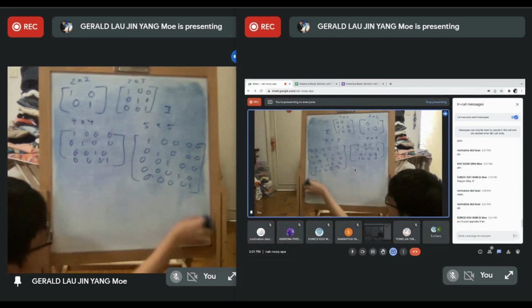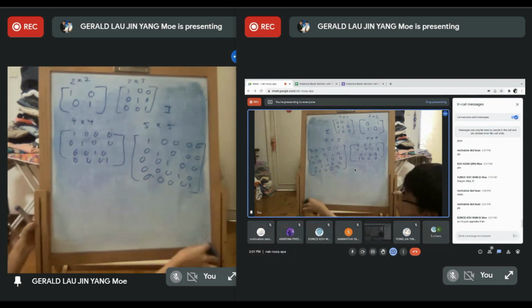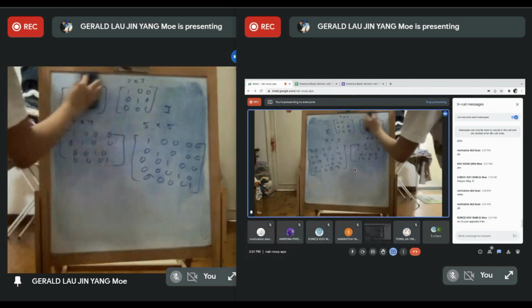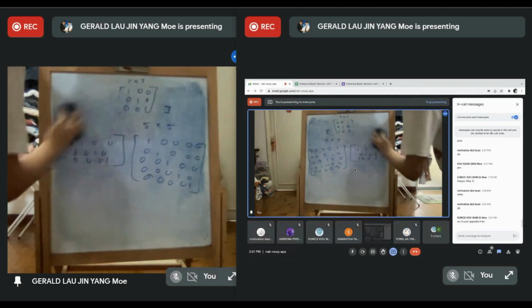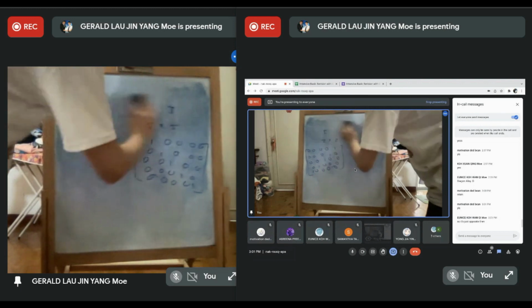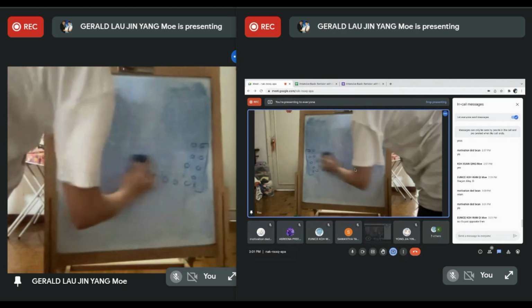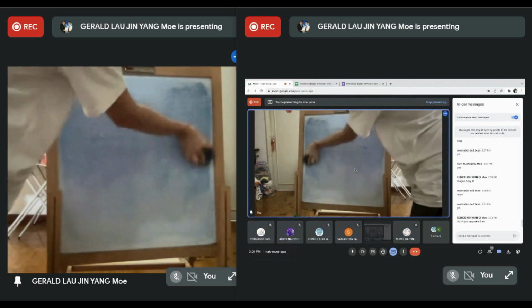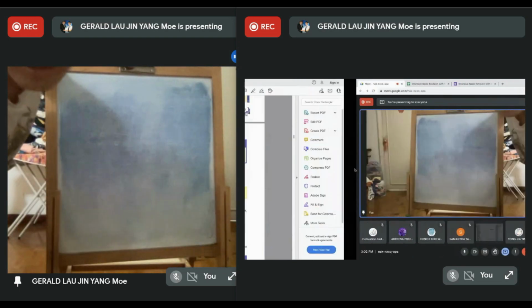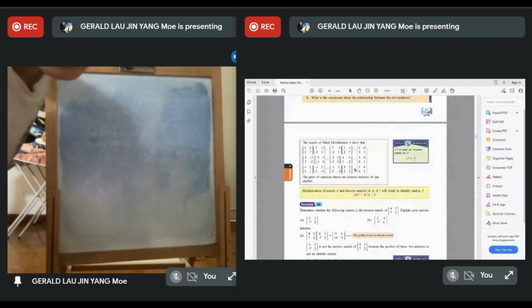Okay, now let's see. How do you get this inverse matrix from a normal matrix? It's just the opposite. Yes, it's just the opposite.